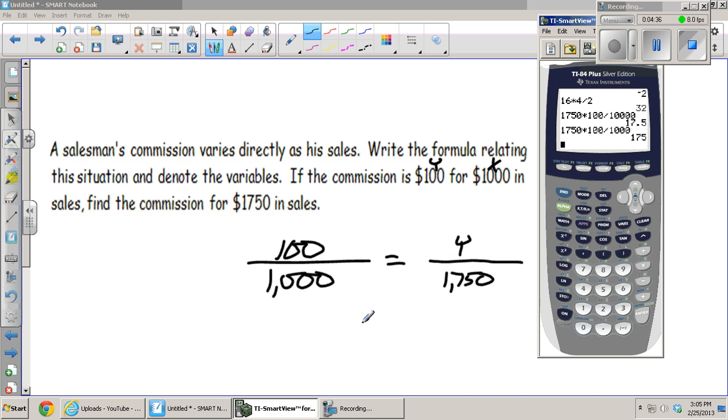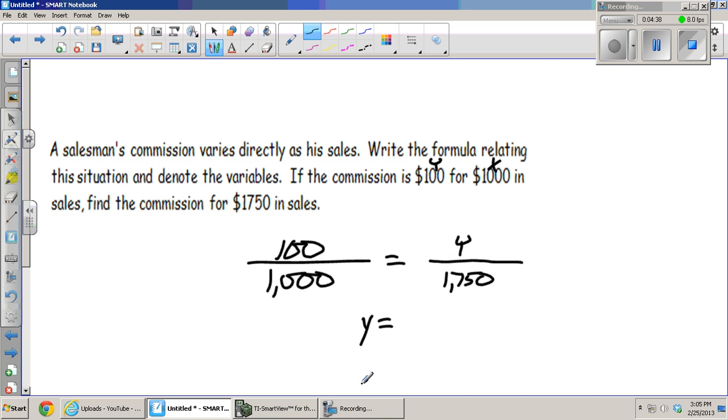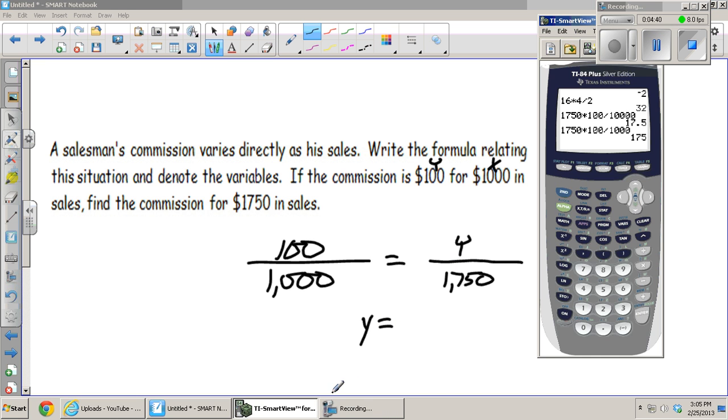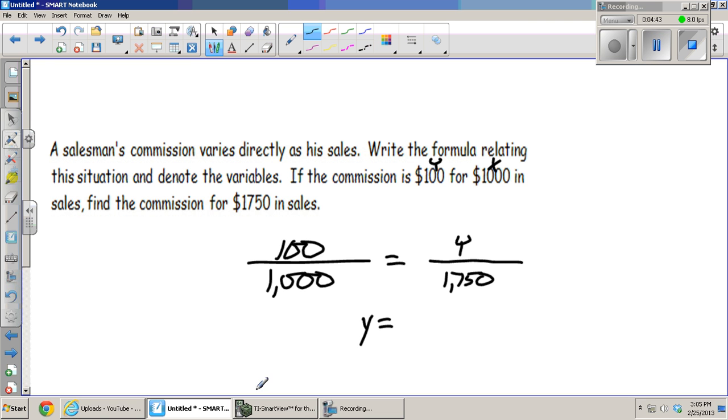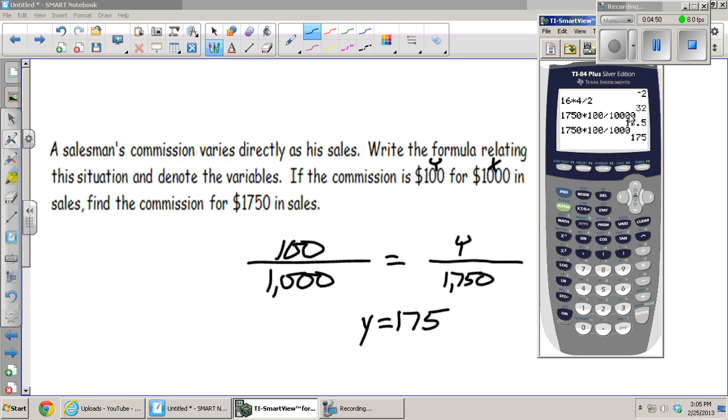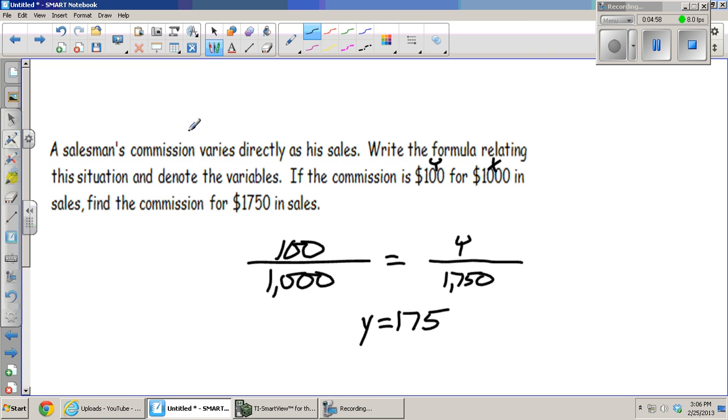Alright, the y in this case is 175. Notice that on the calculator, when I was doing that, check that you're plugging in things right. I obviously had made a mistake, and I knew that was right. Go back and redo it if you need to.